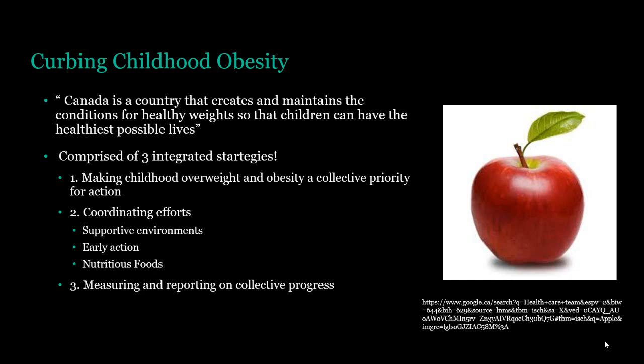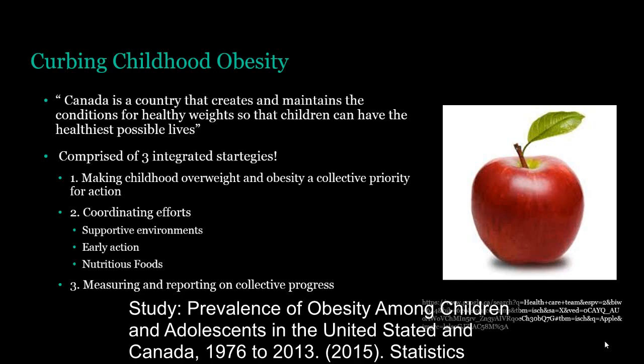In order to make a change, a child needs a supportive environment. Early detection, parents should encourage activity and less screen time, and nutritious foods, which means less McDonald's and more fruits and veggies. Lastly, measuring and reporting on collective progress is important to track changes in the childhood obesity rate and be able to adjust the intervention strategically.